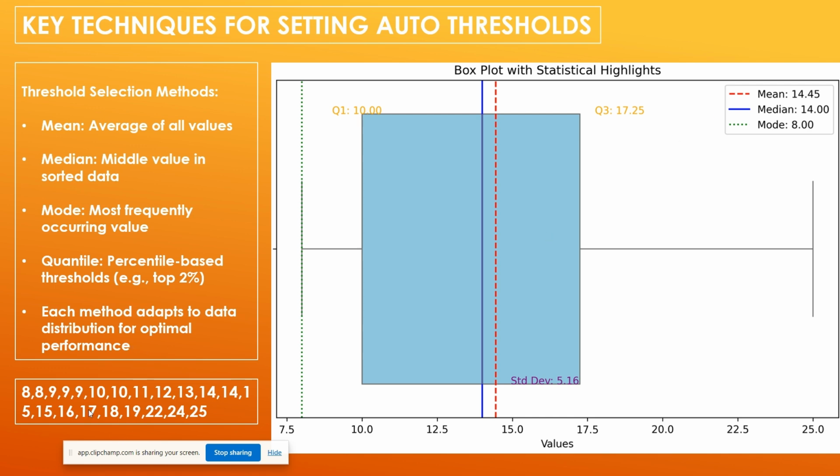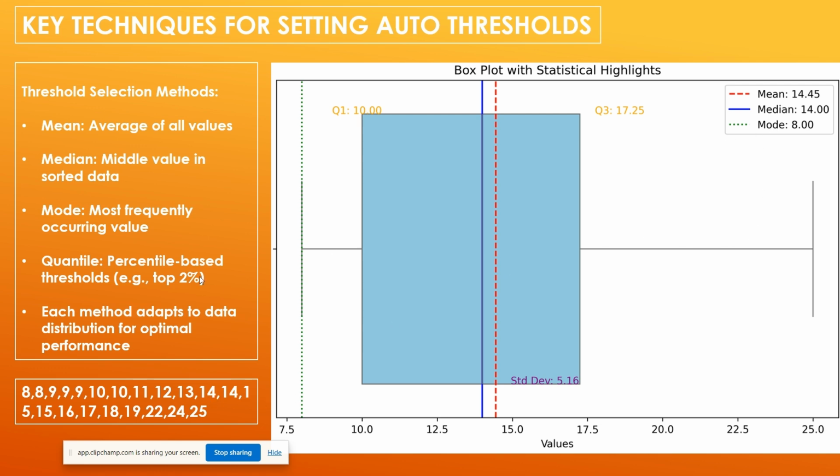On the left side you can also see the numbers starting from 8, 8, 9, 9, 9, 10, 10. The median is the middle value of all the numbers. Okay, so it is 14.